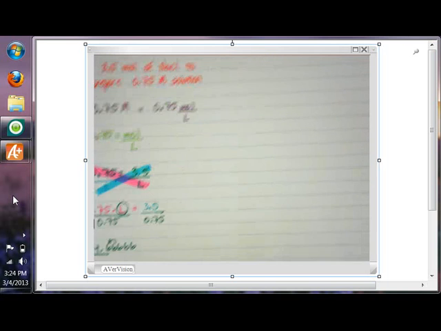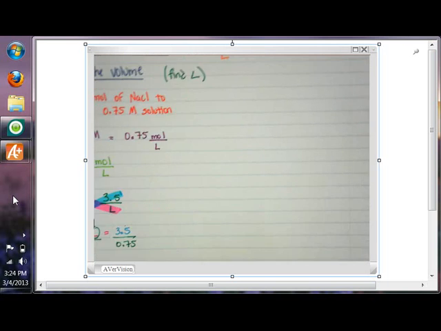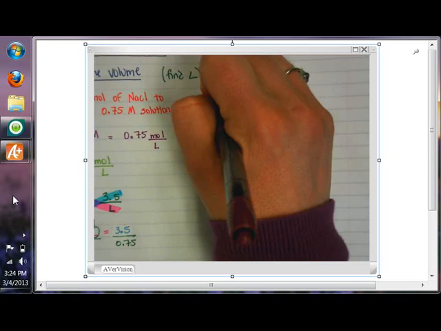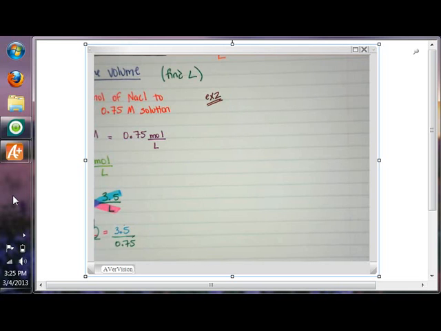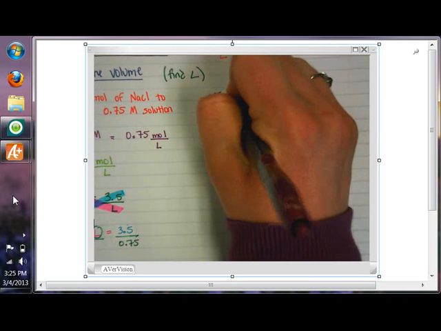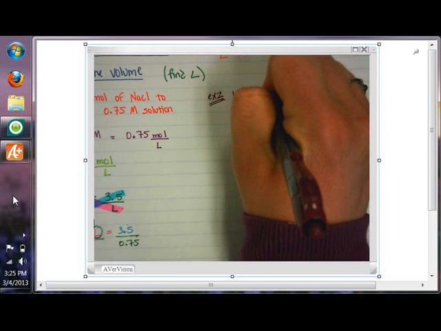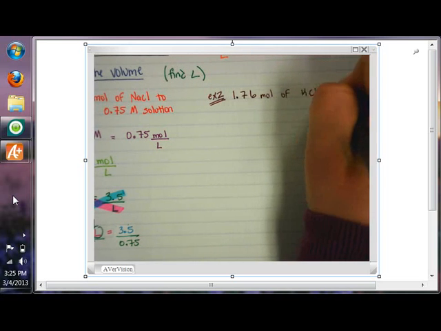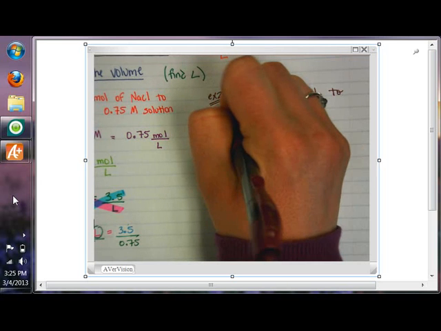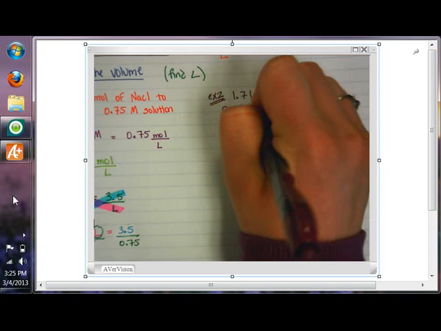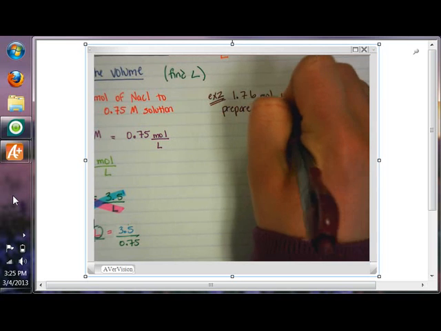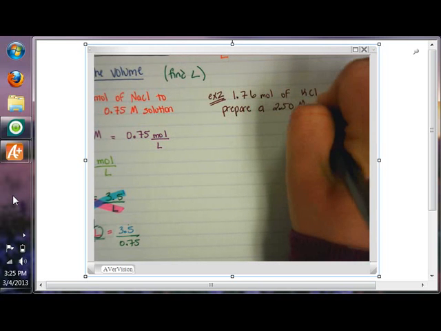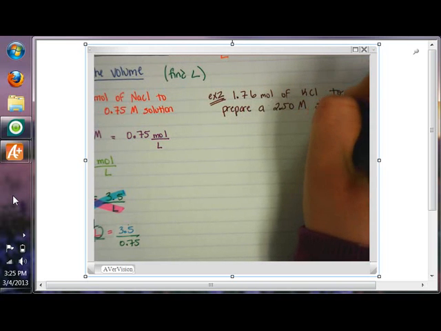So let's do another one of these examples. I'm going to do it right next to it in the second column. Example 2, 1.76 moles of KCl to prepare a 2.50 molar solution.